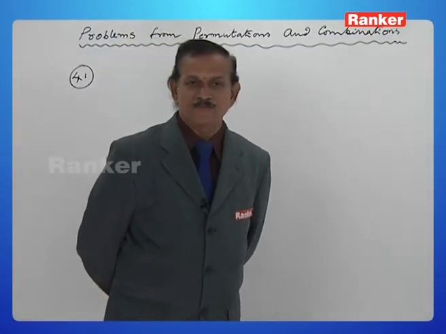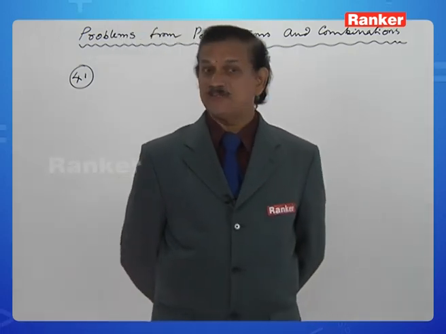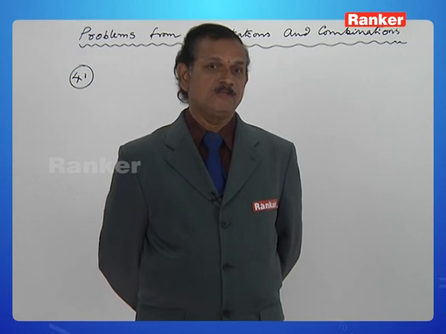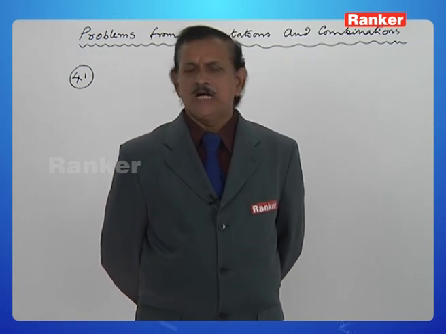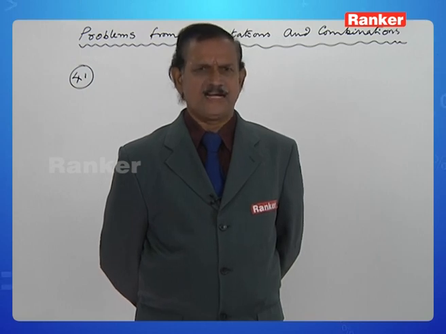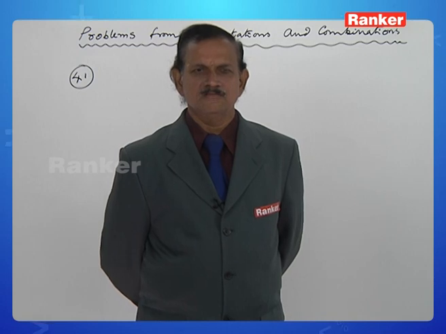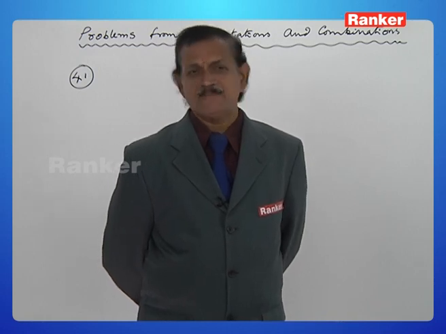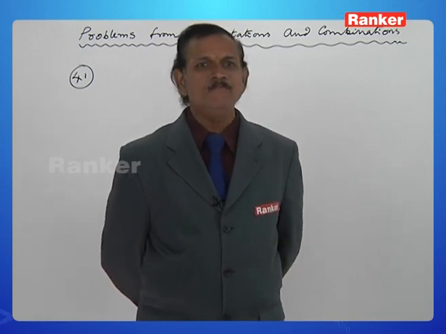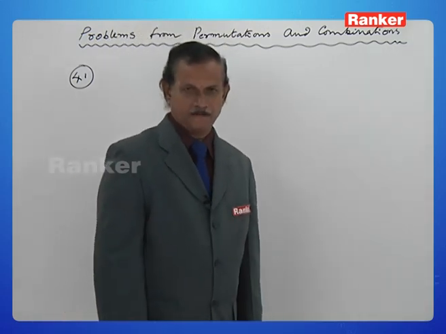What is the total number of students? 12 students are there. A delegation of 4 students is to be formed. First of all, you must understand, is it a combination or a permutation? You are supposed to select 4 students, that's all. You are supposed to form a committee of 4. A team of 4 students is to be formed.